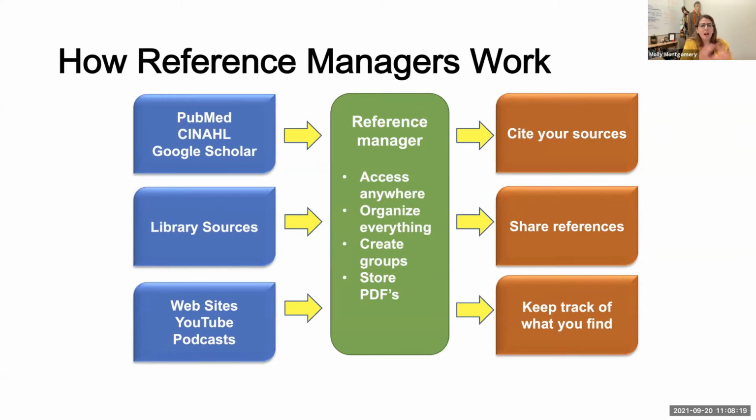So here's a quick look at how most reference managers work, where you can take information from when you're searching, as I showed in the last slide. You're searching in PubMed, Google Scholar, other databases, maybe some other library resources like library catalogs. You can also search YouTube and websites and podcasts. You decide there's something you want to save. You click a button, which is usually as easy as it sounds. You import that into your reference manager. Within your reference manager, you should be able to access it everywhere because almost all of them are cloud-based. You can organize everything in a way that works for you. You can create groups to work with others, and it allows you to store PDFs.